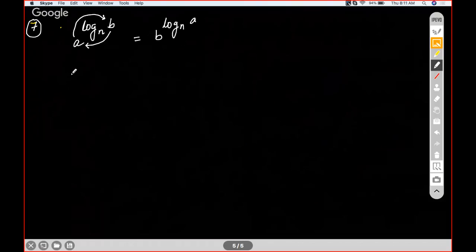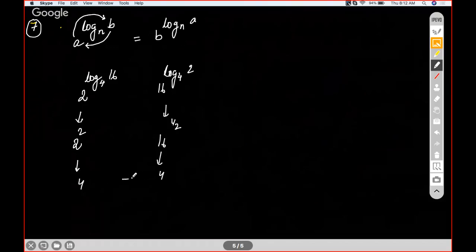Okay. So I'll just do a quick verification of this. Let's say 2 to the power log of 16 to the base of 4. What is this answer? This is 2 to the power 2, which is going to be 4. Even if you swap the positions, that means 16 to the power log 2 to the base 4, this becomes 16 to the power of half, which is again 4. So these two are equal. Got it. So this is just a quick verification.